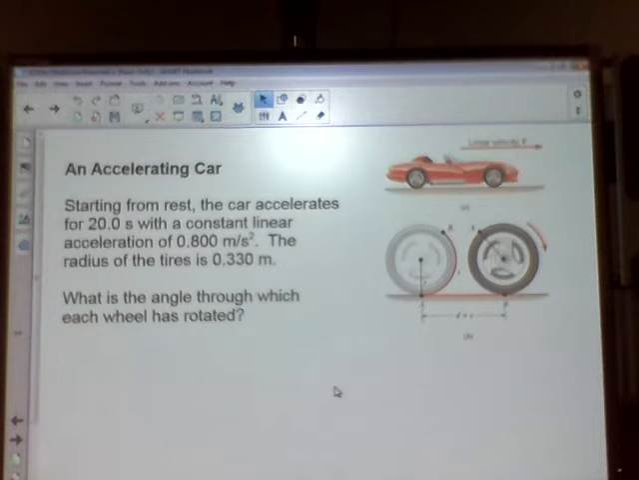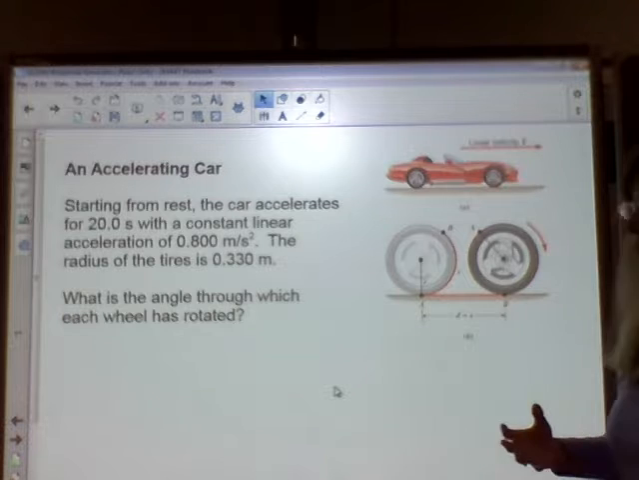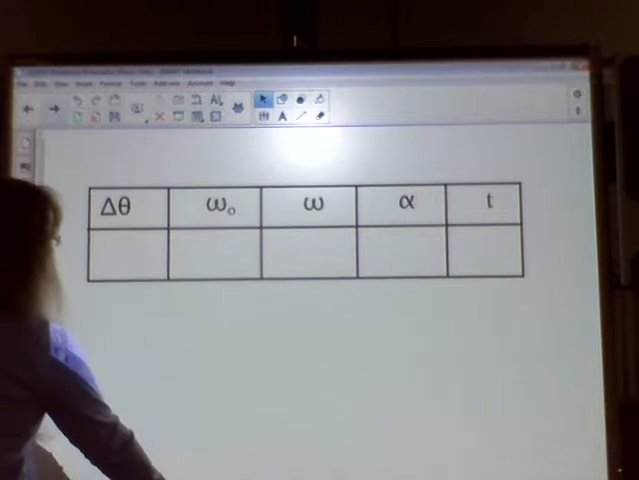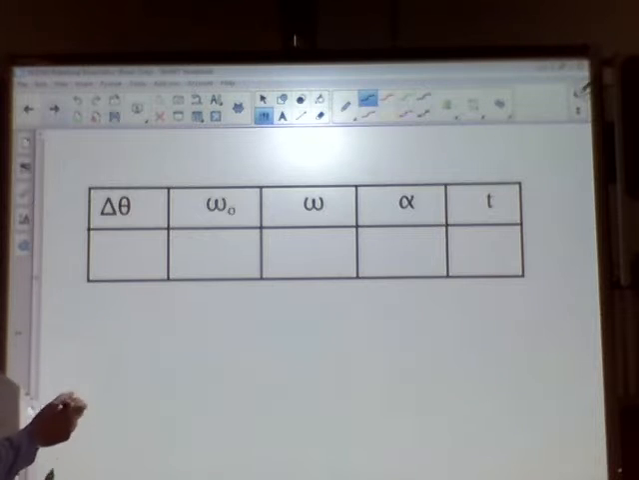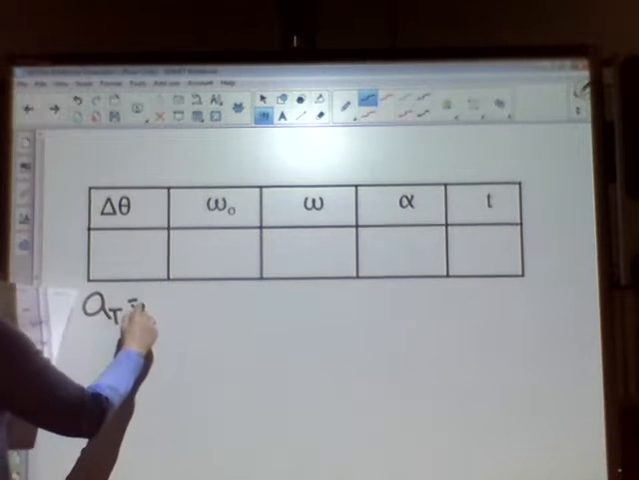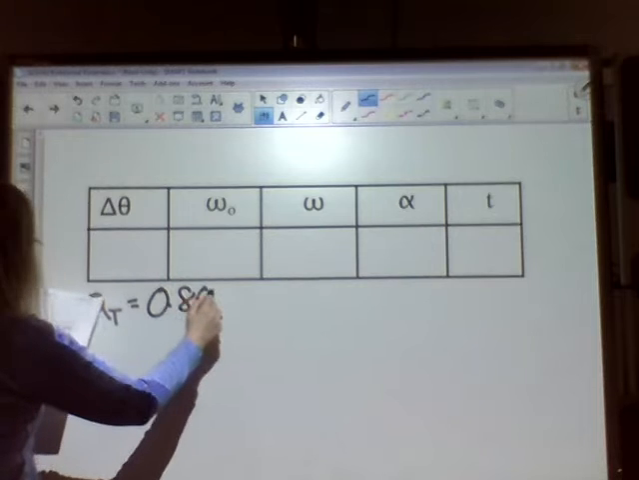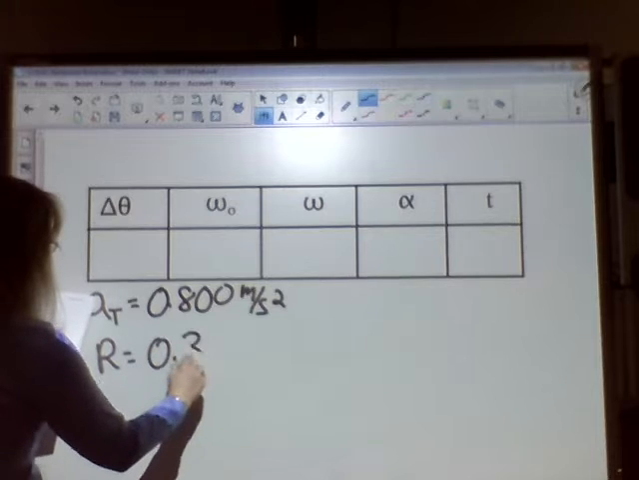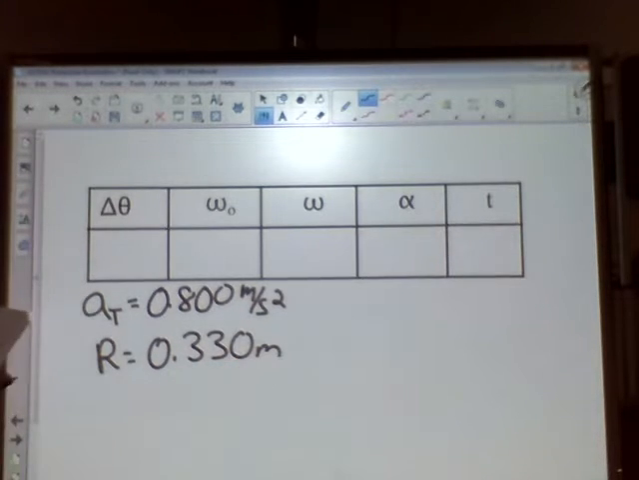So for a rotational kinematics problem, we would use a grid for our givens. So here we're going to have our grid. However, I have some additional information that is not going to fit in the grid. So just like I would have for my one-dimensional or two-dimensional kinematics problems, I will put that additional information under the grid. So we have tangential acceleration is 0.800 meters per second squared, and the radius is 0.33 meters. We also know that the car tire starts from rest, so omega naught is 0.